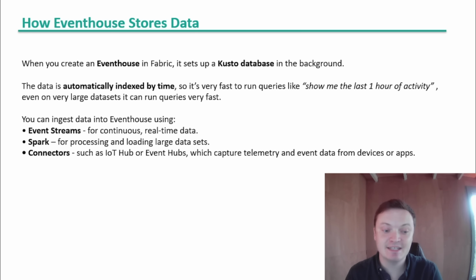You can ingest data into an event house using the following: event streams, which are for continuous real-time data; Spark, for processing and loading large datasets; or connectors such as IoT Hub or Event Hubs, which capture telemetry and event data from devices or apps.